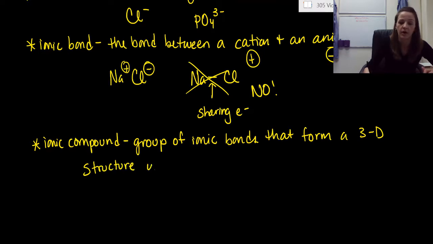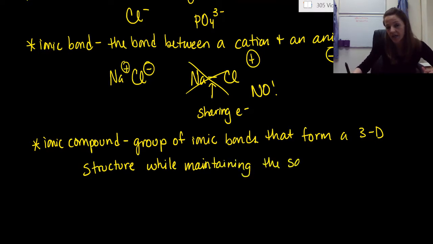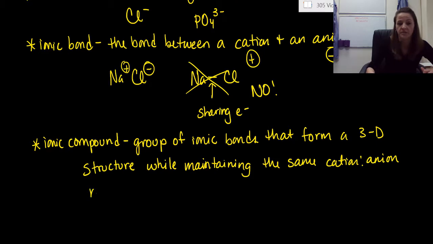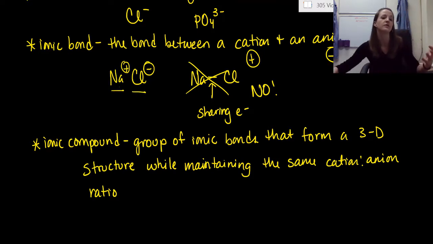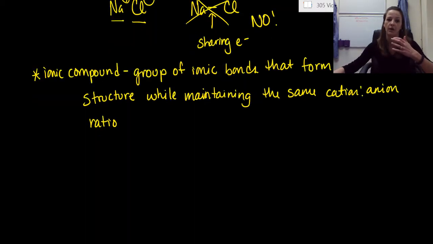But the important part is this next segment, while maintaining the same cation-anion ratio. That's the most important thing. So for an ionic compound of sodium chloride, we always are going to have 1 sodium to every 1 chlorine. You're never going to have 2 or 3 sodiums for every 1 chlorine. That's just not how it would work.